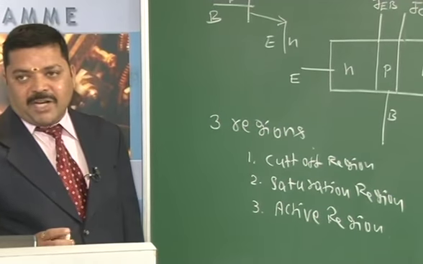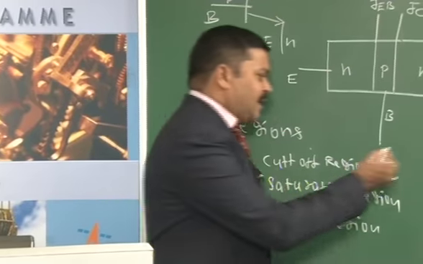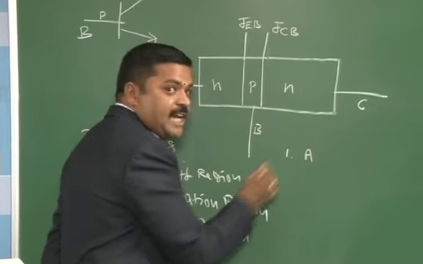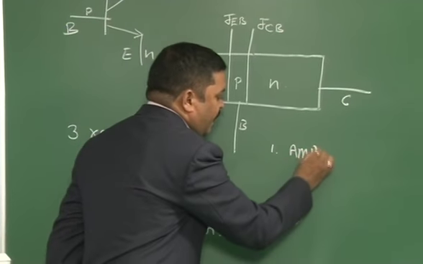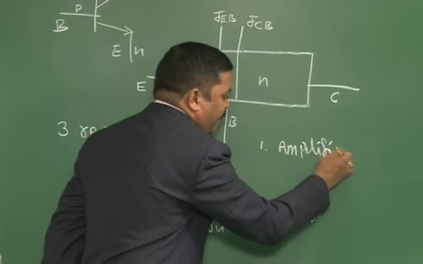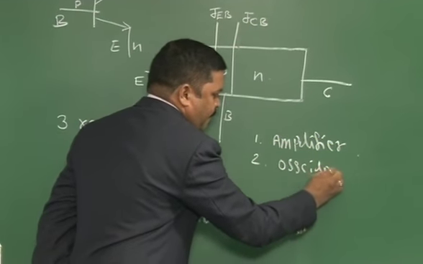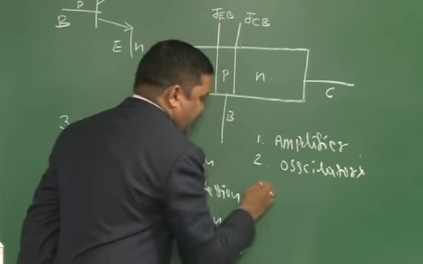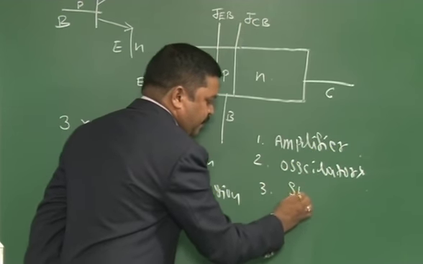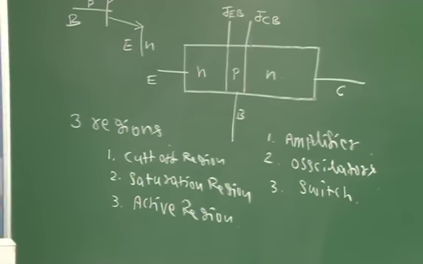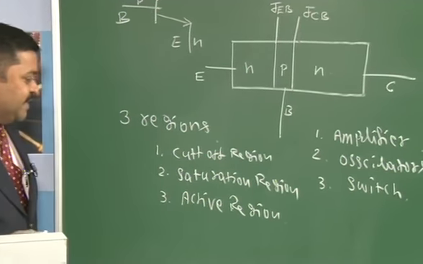When we take the applications of BJT, there are so many applications, out of which the major applications are, first one is amplifier application, second one is oscillators, next is transistor used in switch applications. These are the major applications which we use in electronics by using BJTs.